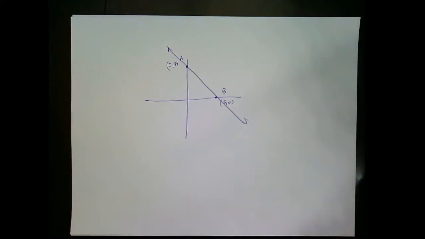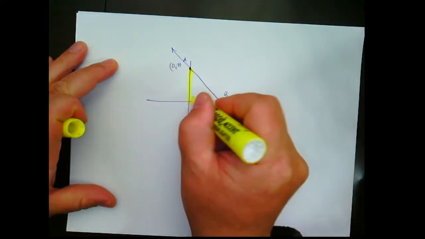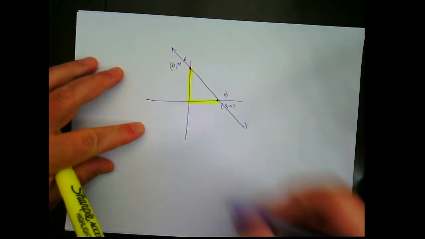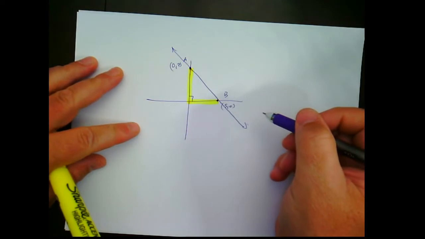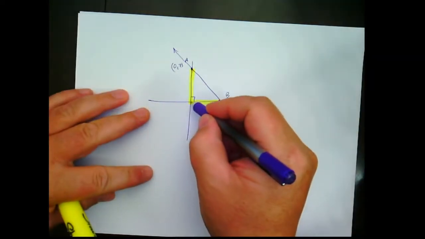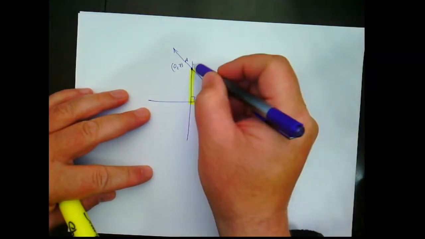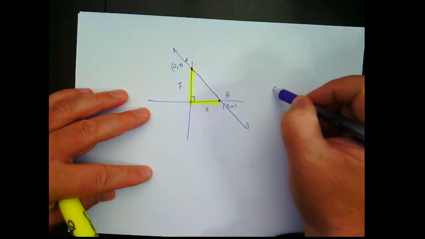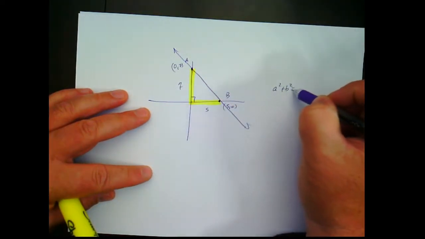Here's the thing. On a coordinate plane, you can always draw a vertical line down and a horizontal line across. Vertical and horizontal happen to be perpendicular. That makes this a right triangle. So if we can figure out the distance from here to here, which is 7, and the distance from here to here, which is 5, we can use the Pythagorean Theorem to figure out the distance.